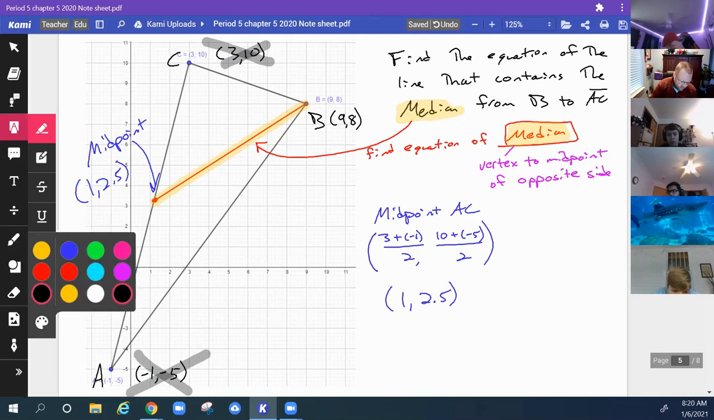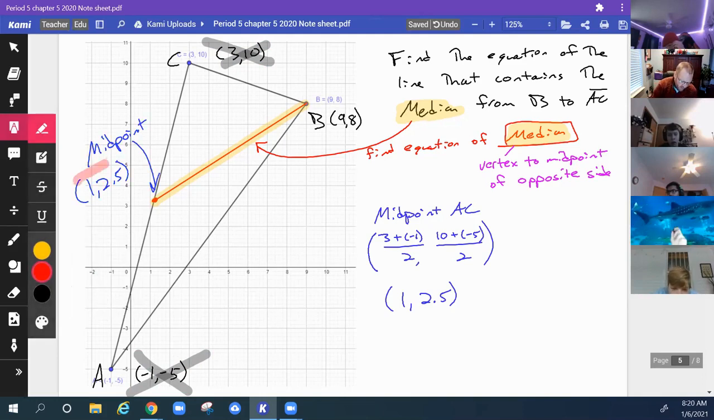Now I just want to focus on this point right here and that point right there, because that's what I want to find, the equation of that line between those 2 points. Remember, the only thing I need for the equation of a line is a point and a slope. There's a few things going on, but I just have to pay attention: I have a point, and I have a slope. So I want to find the slope of the median.